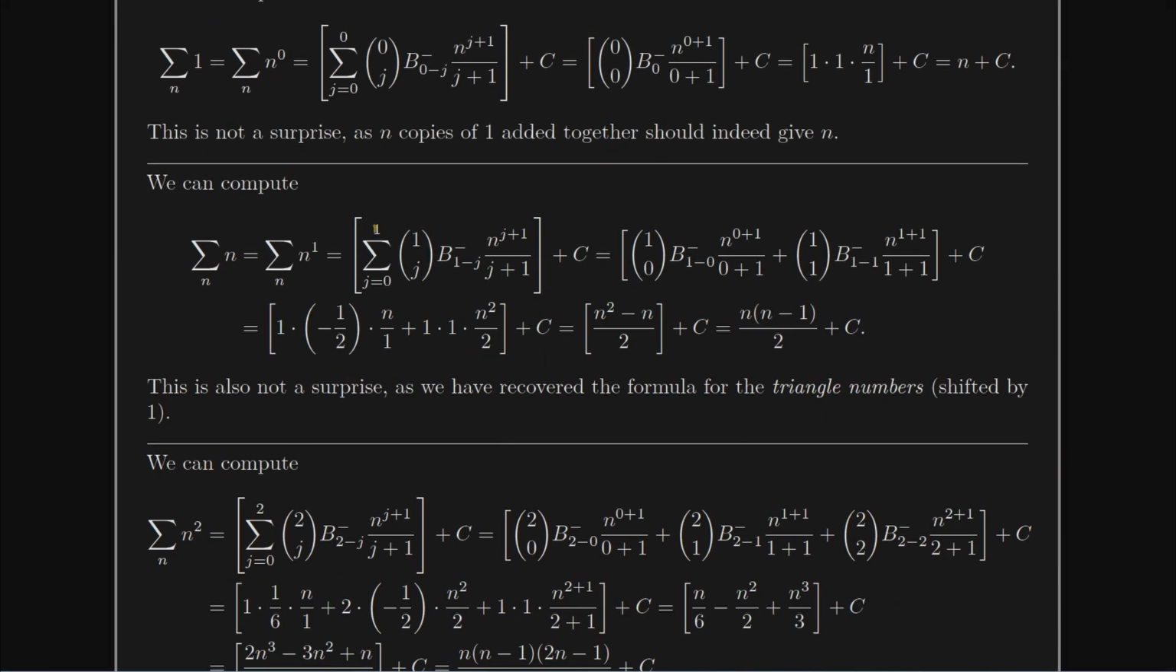And so here I have a 1 up top, a 1 in the binomial, and a 1 in the first entry of the Bernoulli numbers, and then I actually have to perform this sum. So when j is 0, I have 1 choose 0, the Bernoulli number 1 minus 0, and then my powers are going to be 0 plus 1 divided by 0 plus 1.